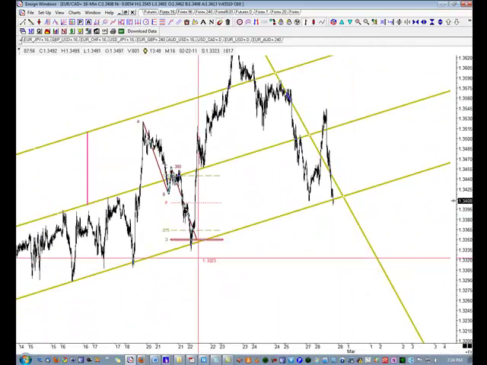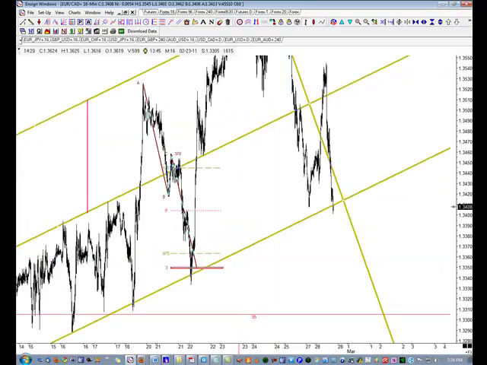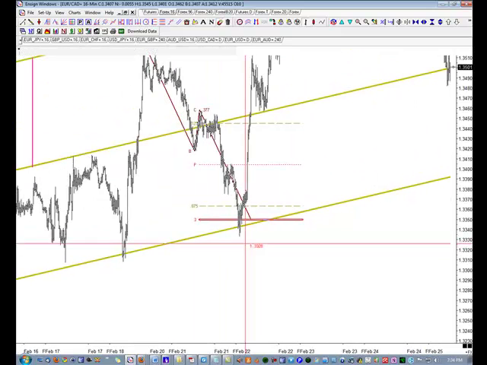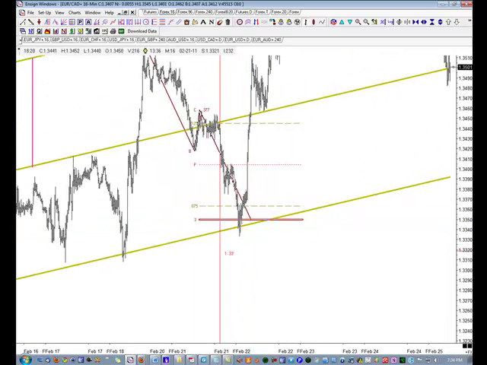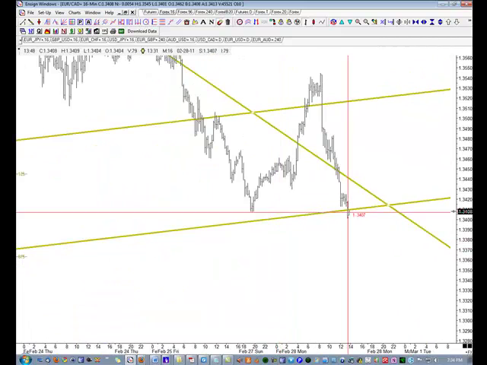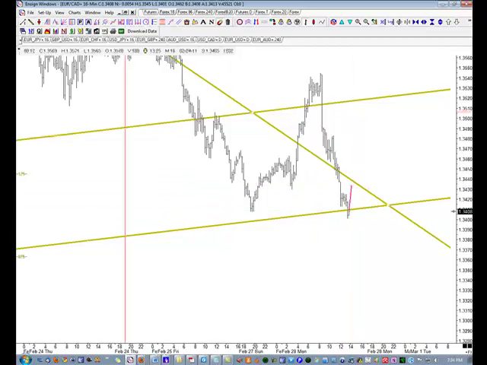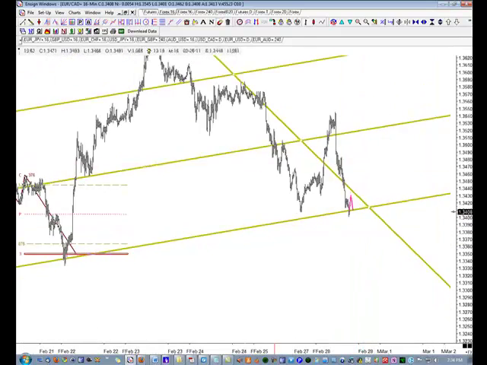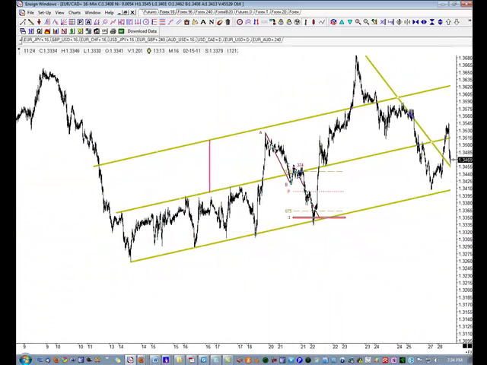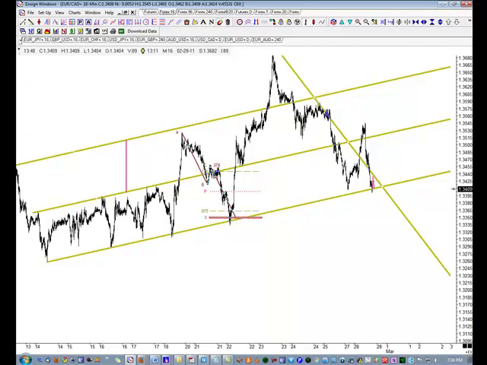Okay, so here we are breaking again this line. Let's see if this is a true break or a false break, like here when they pretended to break this line and then come back. Let's see what happens. If we regain this line and we break these double tops here, I'm gonna go long like this. Long here, stop loss below here. Life is nice. I'm gonna try to get to this center line here. This is a center line. So let's look at the higher time frame for confirmation or whatever, and yeah.